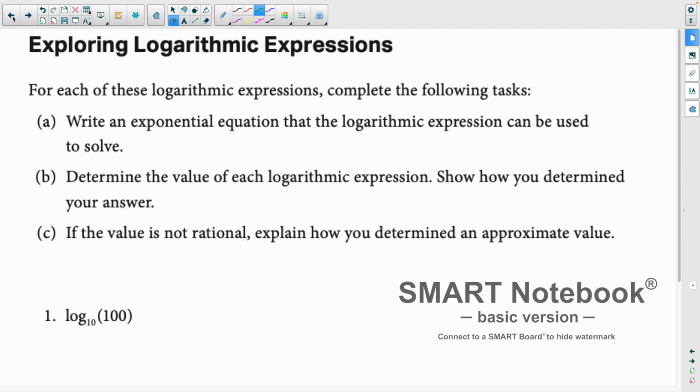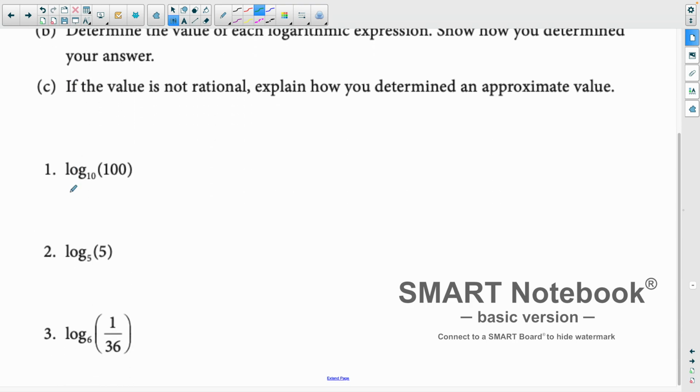So I'm going to change the rules a little bit on you. I'm going to do number 1 with you. Again, the answer to a log is the missing exponent. So how many 10s does it take to get to 100? 10 times another 10, so it takes 2 10s. 10 times 10 is 100. So the exponent is 2. So the answer to this problem, x, is equal to 2.